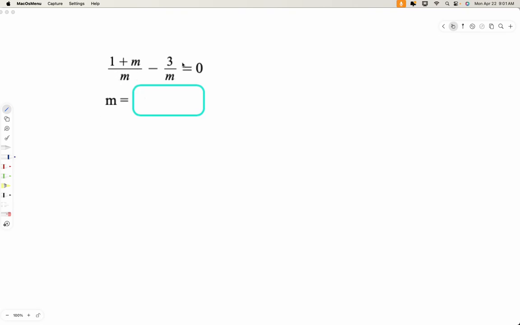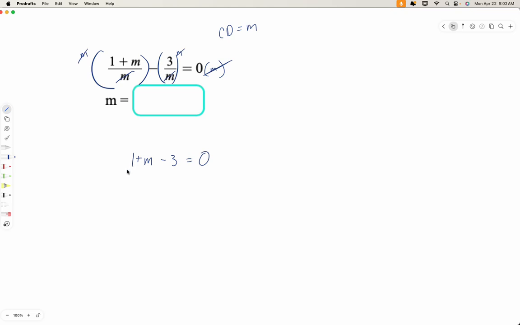So we have another situation here. In this case, though, m is our common denominator. Our common denominator equals m. So if I multiply everything by m, then the m cancels. And m times 0 is 0, so it cancels that. So what I have is 1 plus m minus 3 is equal to 0.